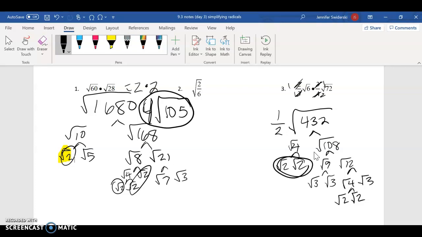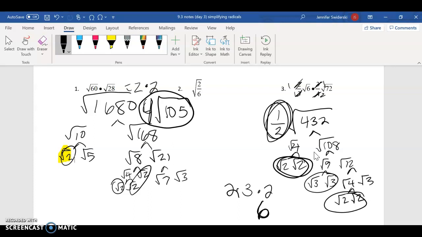So here's one group of 2's, and a group of 3, and we have a group of 2. 2 times 3 is 6. 6 times 2 is 12. Can't forget about this 1/2 out front. So 1/2 of 12 is 6. All right. We get 6 square root of 3.